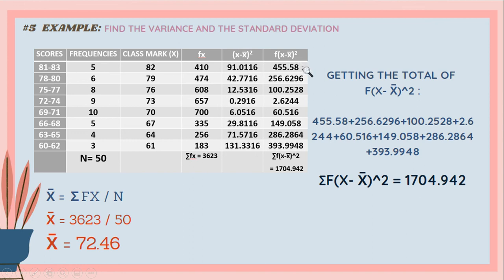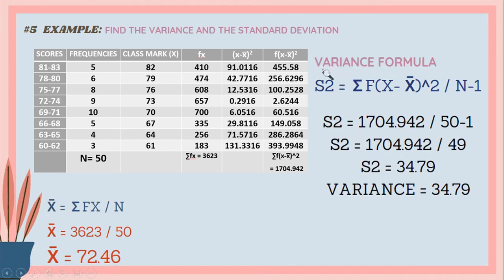All we need to do is add all of them to get the sum. So, the summation of f times x minus mean squared is 1,704.942.